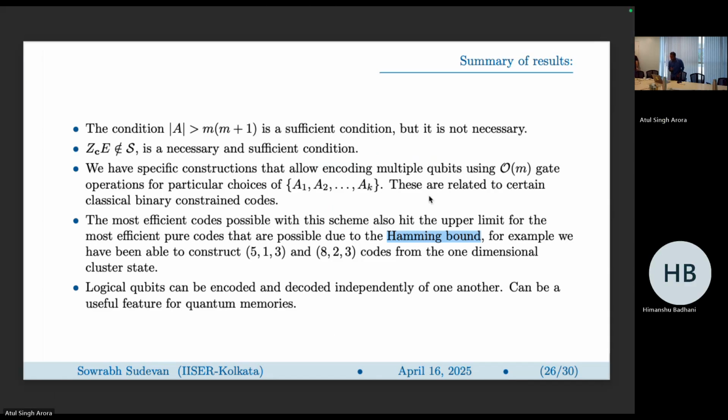Yeah, the new code is also a stabilizer code. Yeah, it's also a stabilizer code.